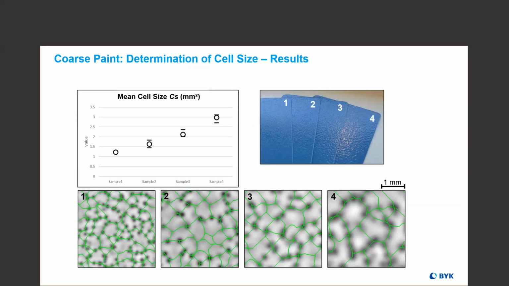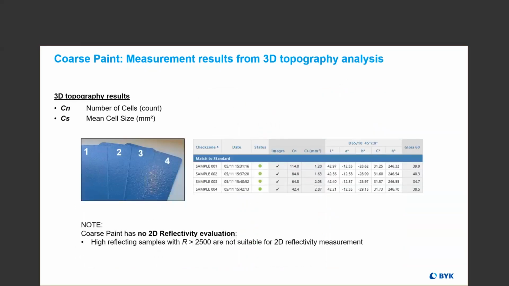And now we've graphed the mean cell size for each sample, and we can see that the CS value, that mean cell size value, increases from sample to sample, and so too does the apparent coarseness of the sample. So again, this metric matches well with what we're seeing visually. And then again, we have the cell size data next to the color and gloss data. And again, we can see that gloss and color measurement cannot properly differentiate between these samples, but the cell size measurements do a pretty effective job of it.